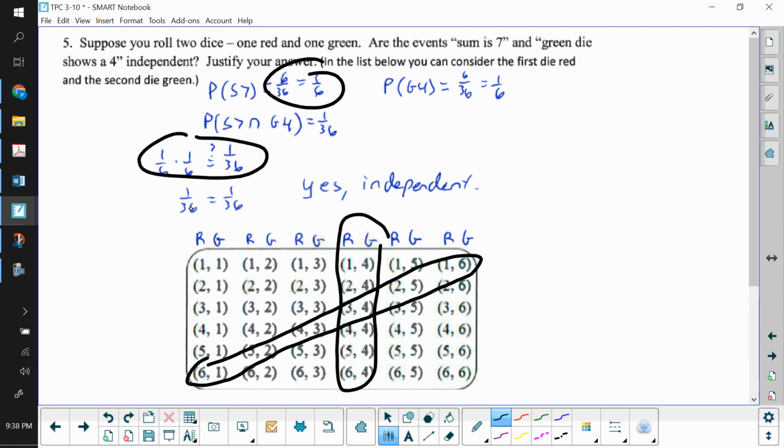You will definitely see at least one question on your test where it asks you to do this independence formula. You'll find your individual probabilities and see if when they multiply they equal the and.